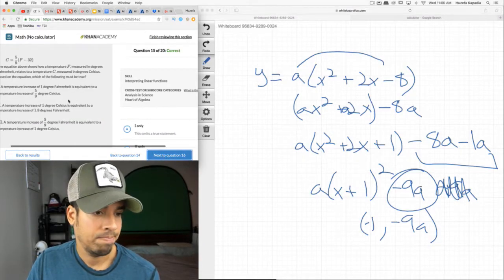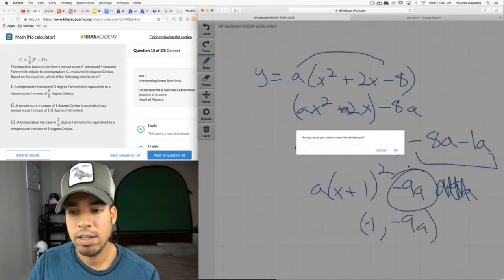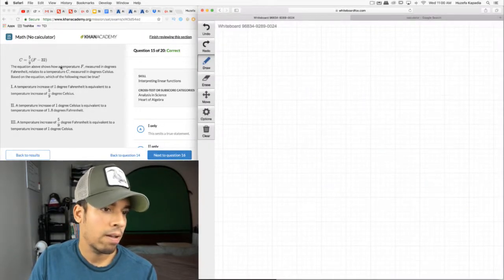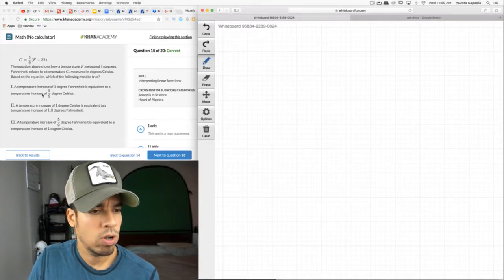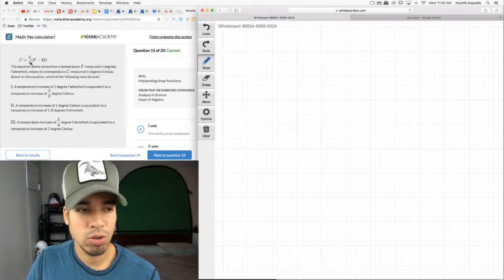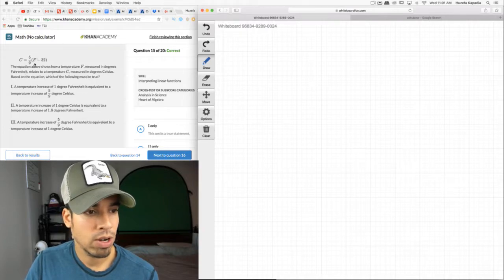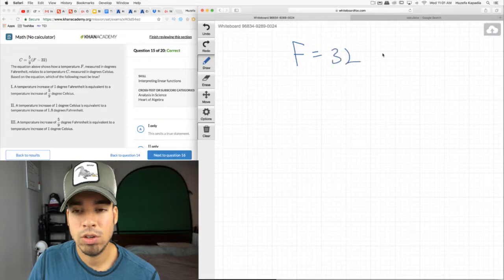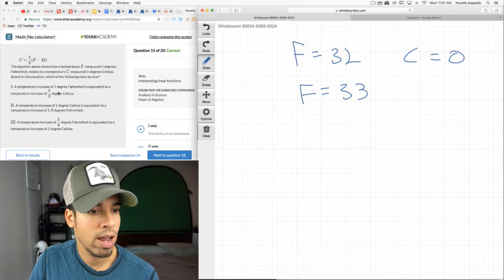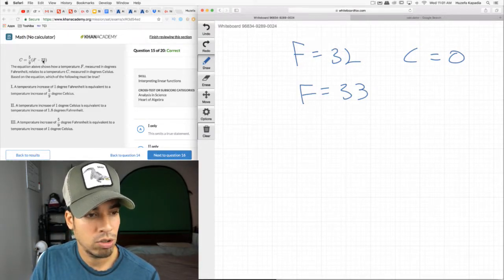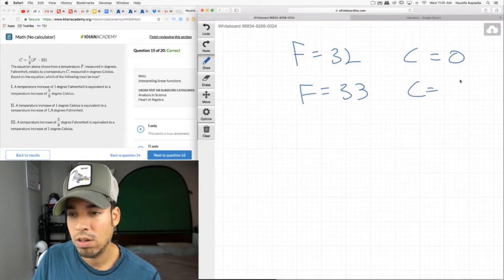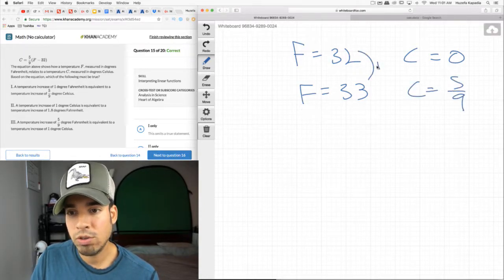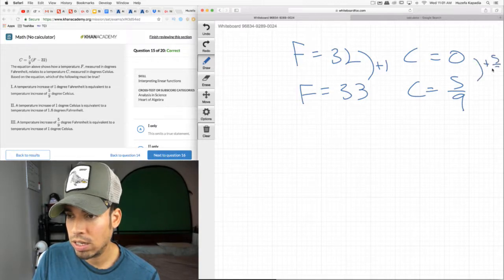Okay, 15. Honestly, you can figure this out by, so the way I figured out that 1 was legit was first I plugged in 32 for f in my mind. 32 for f, because 32 minus 32 is 0. So when f equals 32, c equals 0. Then I plugged in 33. So what happens when we increase by 1 Fahrenheit? And then that's really easy to calculate. 33 minus 32 is 1 times 5/9 equals 5/9. So 1 degree increase here is a 5/9 degree increase here.